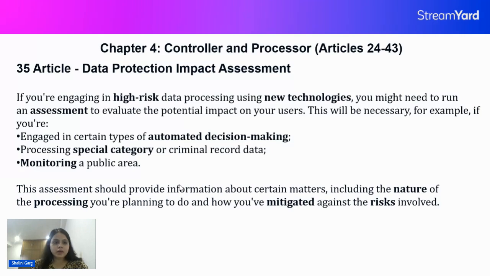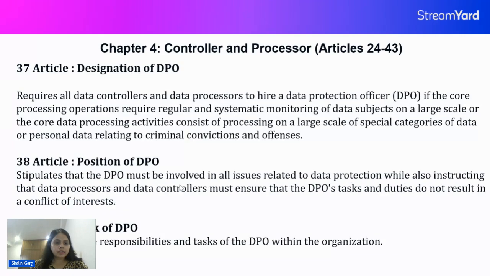Moving towards Article number 37, which says the designation of the DPO. Now we have to appoint a DPO. DPO appointment is mandatory where the processing is being carried out by a public authority or body, but it excludes any courts acting in their judicial capacity, okay? There a DPO is not required. Judges are anyway very good. So that's why a DPO is not required.